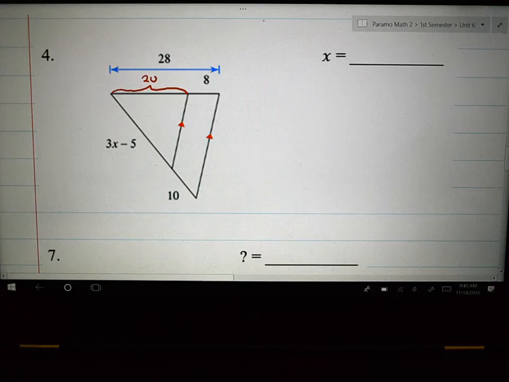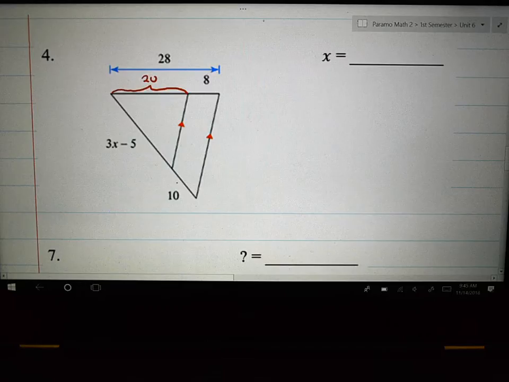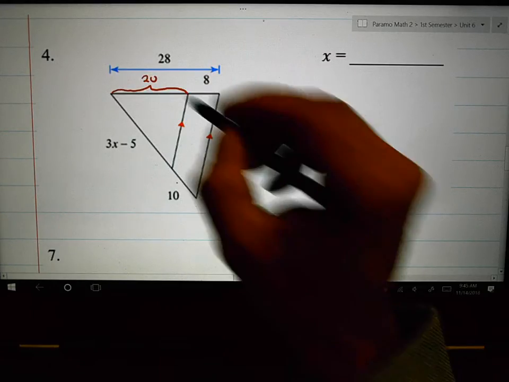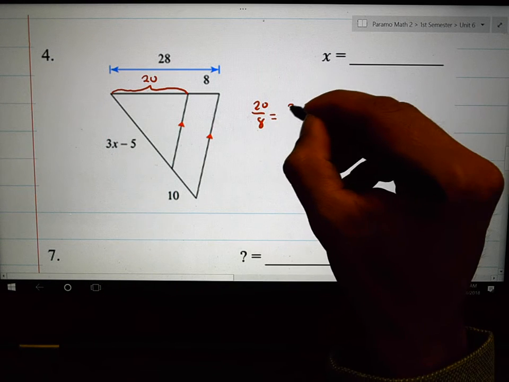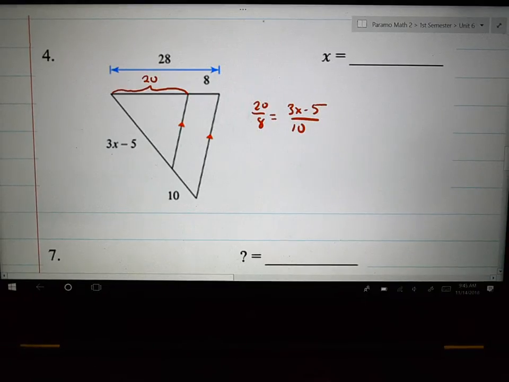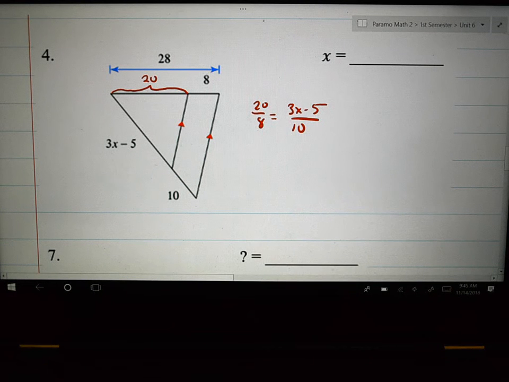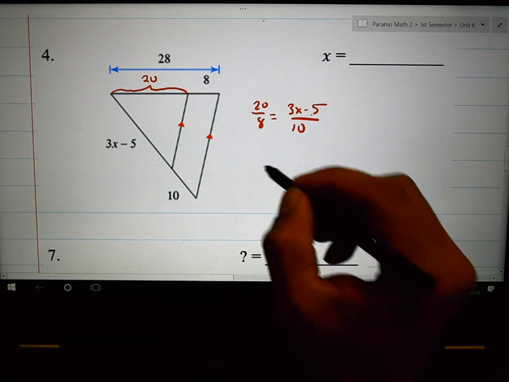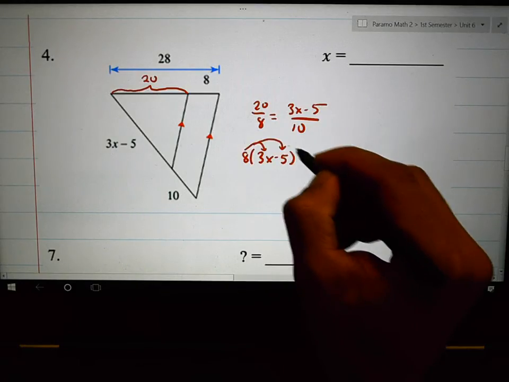The reason why I do that is so that I have a side and a side and a side and a side. Now I can use the side-splitter theorem. I can do 20 over 8. 20 over 8 equals 3x minus 5 over 10. The reason I chose number 4 was because some of you might forget about this 3x minus 5. When you do 8 multiplying by the 3x minus 5, that's in parentheses. You have to multiply this 8 to the whole group. So when I write it, I usually will put it in parentheses so I don't forget to distribute.